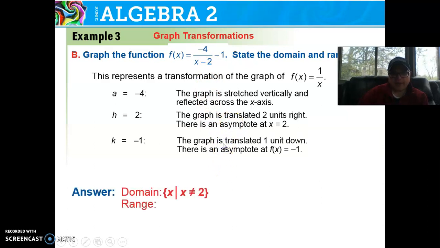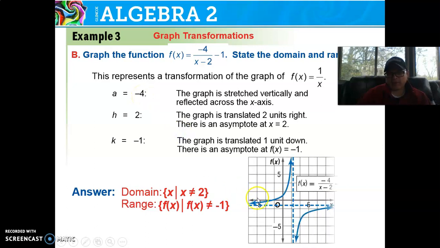So domain is still x cannot equal 2. The range is still y cannot equal -1. So h and k are really connected closely to your domain and range. But a, if it's negative, just tells you to make sure you draw one of those backwards sort of hyperbolas.